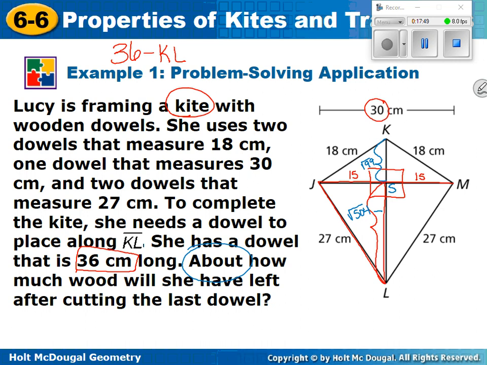3.6. Okay, if you take this and subtract 36, it's going to give you a negative, or you could do 36 minus this. But either way, if you round to the nearest tenth, you should end up with a positive 3.6. What are our units? Centimeters. So she will have about 3.6 centimeters left.